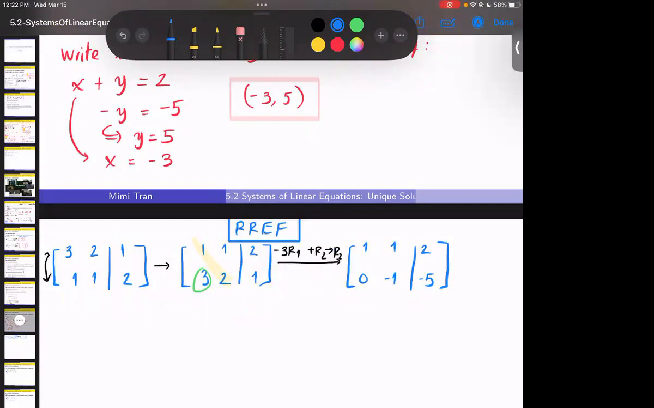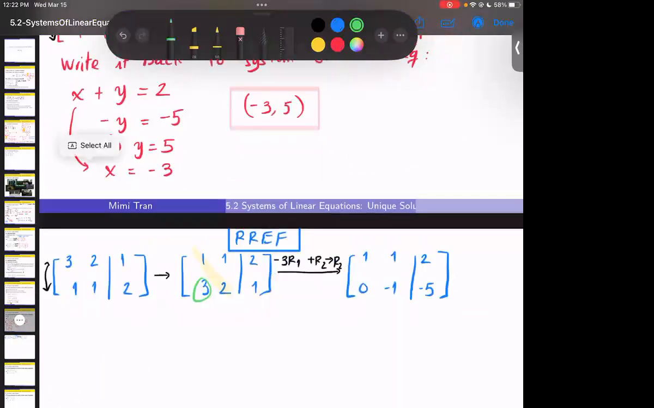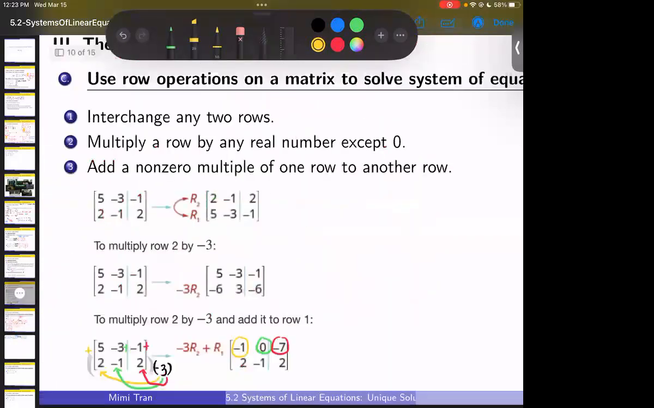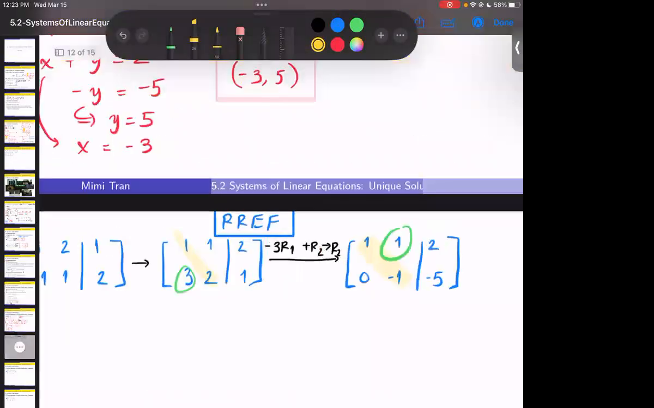Now, row echelon form is telling you that you need to make what else 0? The one there, 0. You agree? On the row echelon form, row reduced echelon form, below and above the diagonal are 0. So let's do that. Any suggestion how to make that one I circled in green 0?